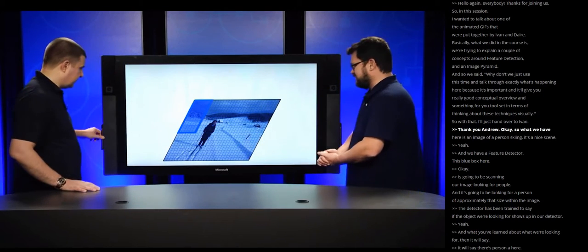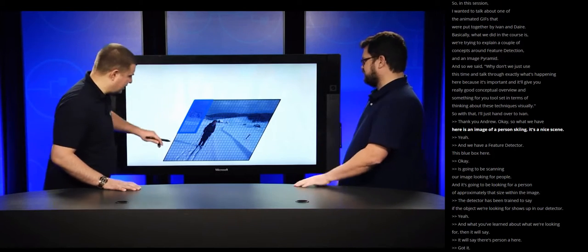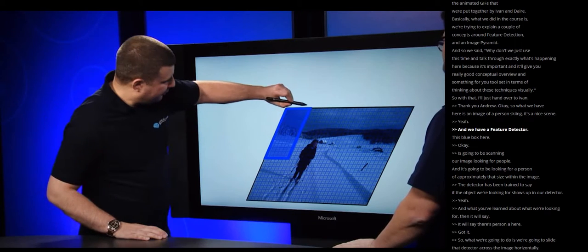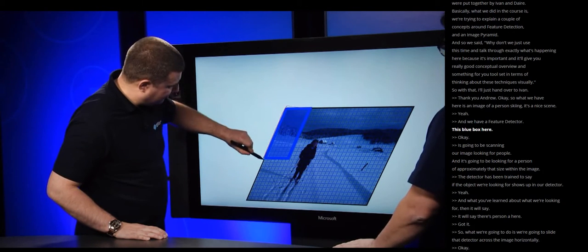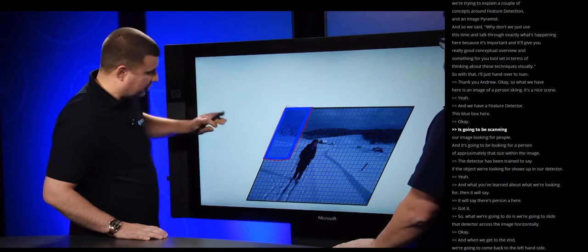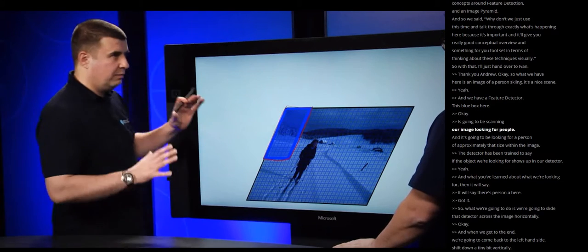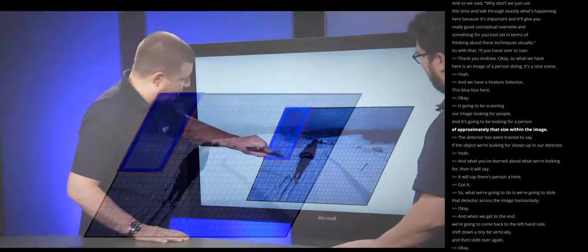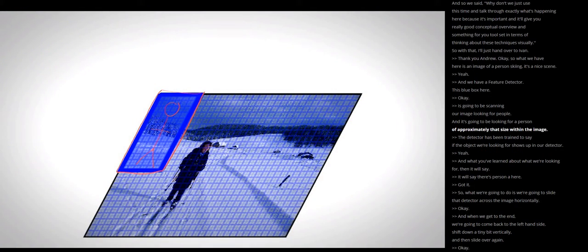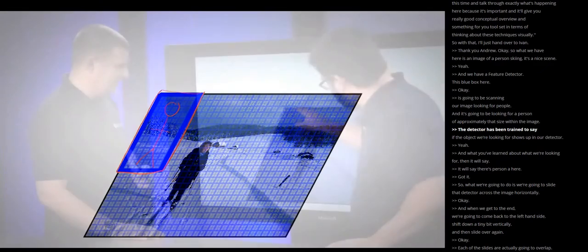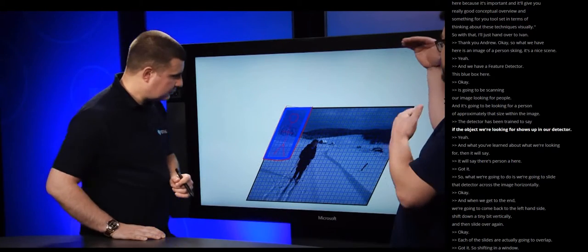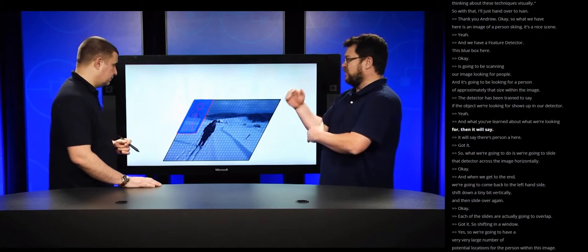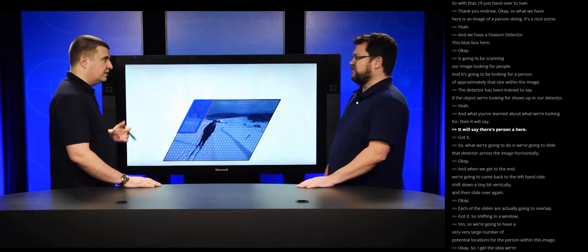Thank you, Andrew. Okay, so what we have here is an image of a person skiing. It's a nice scene. And we have a feature detector. So this blue box here is going to be scanning our image looking for people. And it's going to be looking for a person of approximately that size within the image. The detector has been trained to say if the object we're looking for shows up in our detector, then it'll say yes, person here.